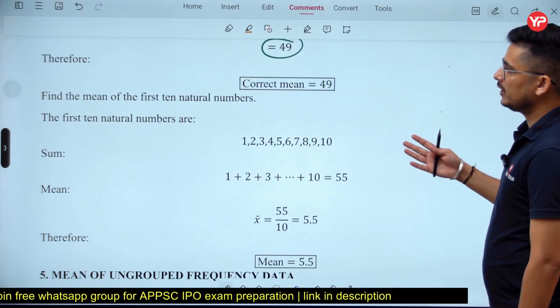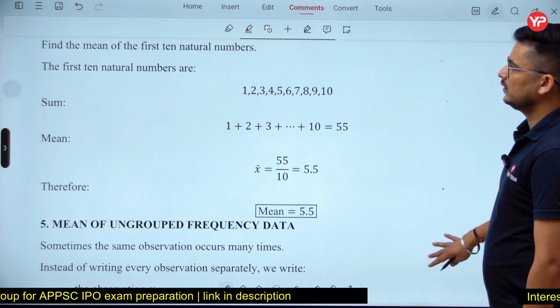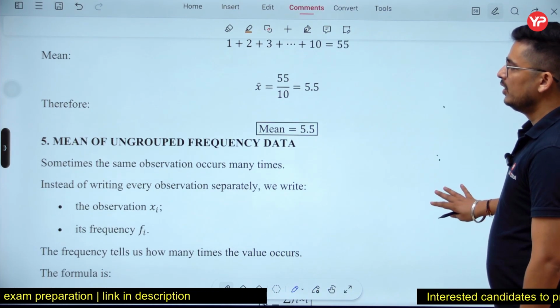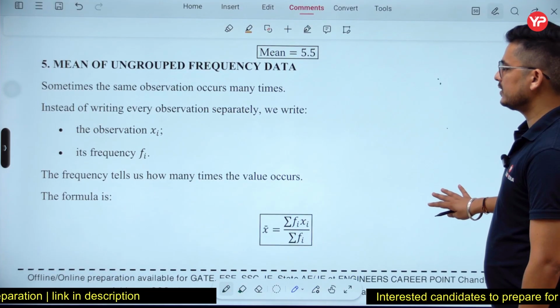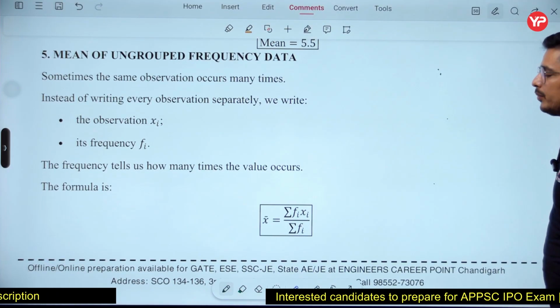First find the mean of 10 numbers, then we will find the mean of the next 10 numbers, like that. This is another question. The mean of the first 10 natural numbers is 5.5. So, the mean of ungrouped frequency data. This time we are having ungrouped frequency data.